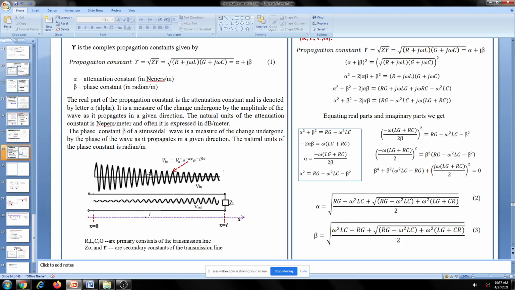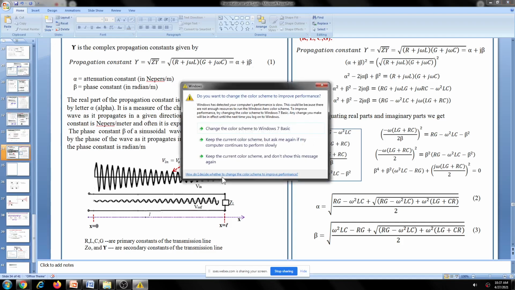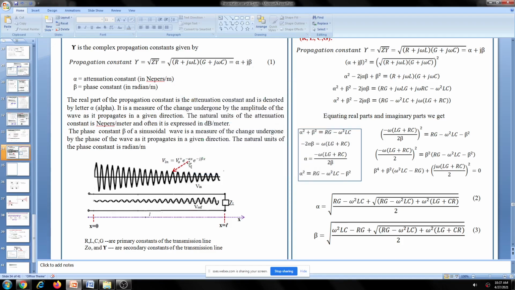So the more the value of this alpha, the more the decrease. It will decrease more by the time it reaches. For example, 2 Nepers per meter or 4 Nepers per meter, the more it decreases. Based on the value of this alpha, we can say how much it decreases.